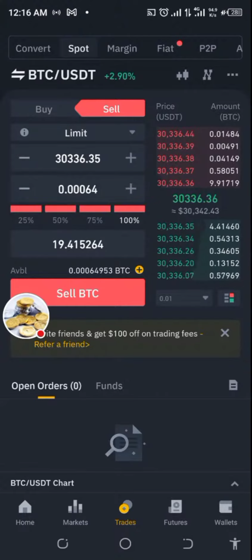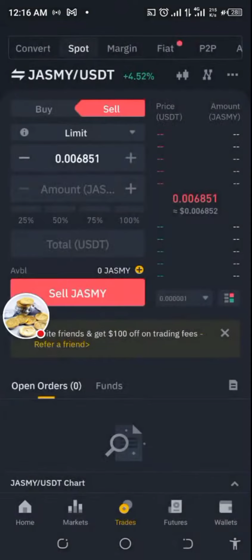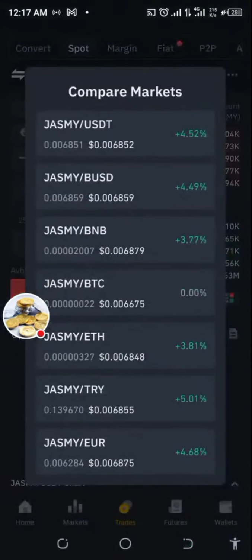You can see that this is 1941. So it's even lower. So it doesn't even make sense. No thinking about it, okay? So let's go back into our JASMY BTC. Let's not waste time.